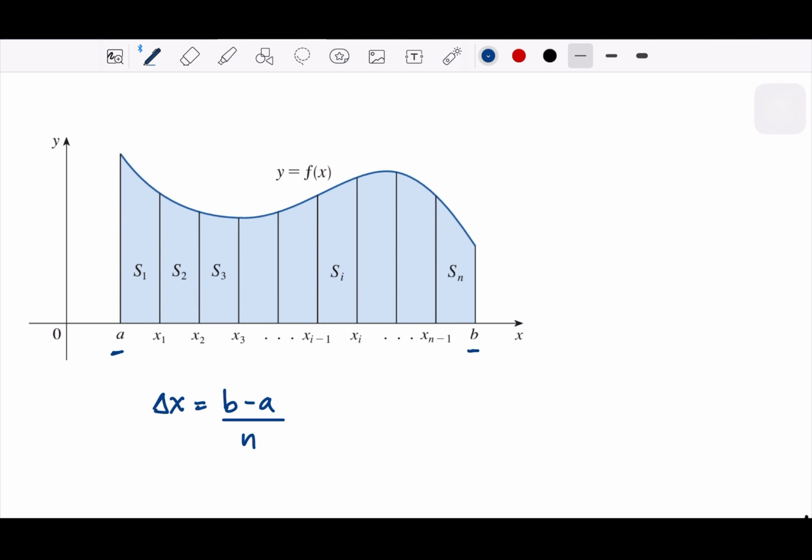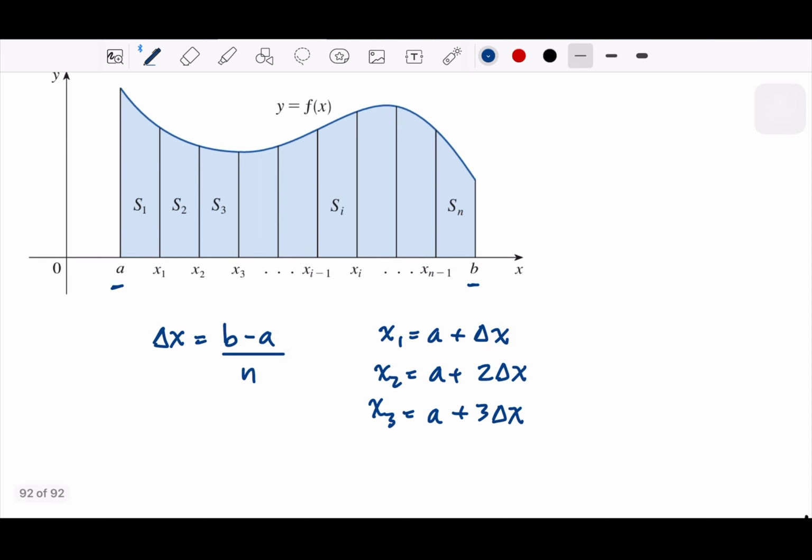If we see x1, x2, x3 as we've seen in this form, then x1 is actually a plus delta x, right? x2 is a plus 2 delta x, and so on and so forth. And in general, we would like to have x at some point i as a plus i delta x.